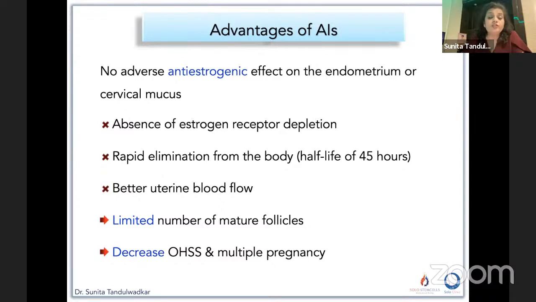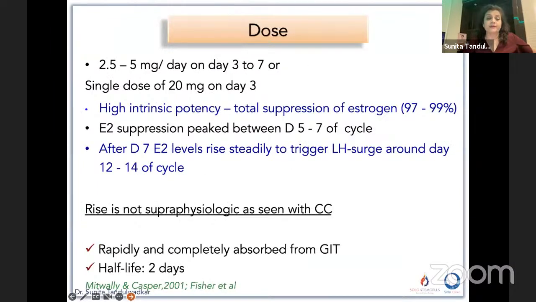So if you want to shift, the patient had 3 clomiphene cycle failures, and now you want to start an aromatase inhibitor, please give her a gap of 1-2 months, because the continuous effect of clomiphene on the system will still be there because of its larger half-life. While with letrozole, the half-life is very low. Then it improves the uterine blood flow, limited number of follicles because the HPO axis is intact, and hence decreased chances of OHSS and multiple pregnancy.